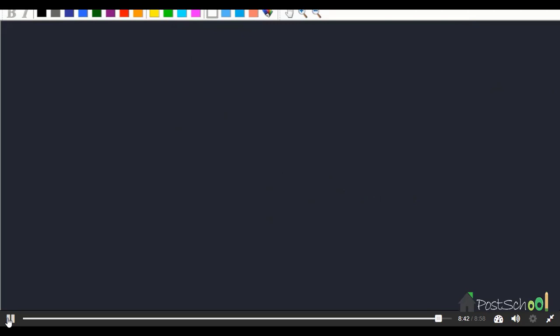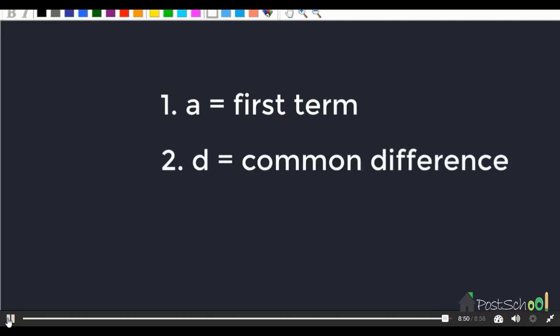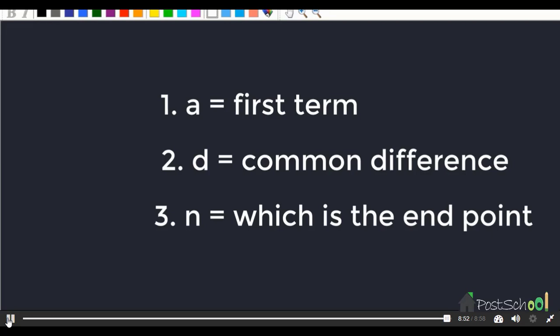So that's how we calculate the sum of a series. First we have to get a, which is the first term of a sequence, d, which is the difference, and then n, the number of terms, by subtracting the bottom from the top and adding 1.